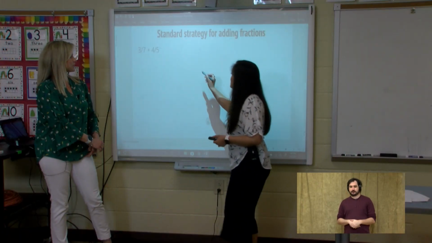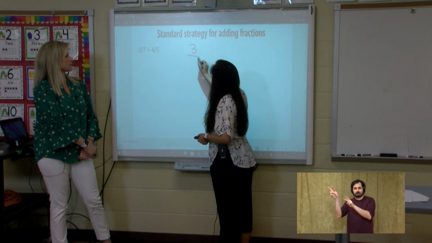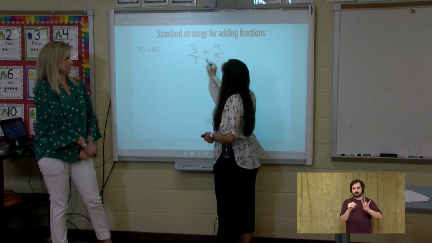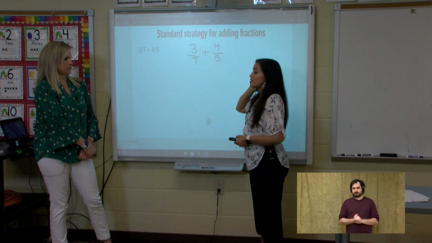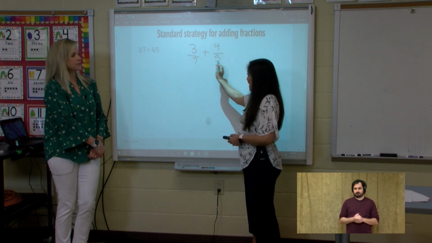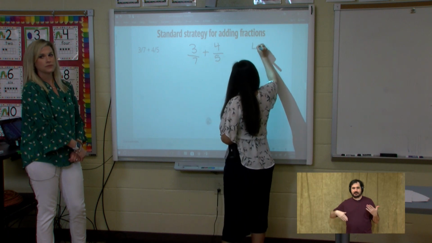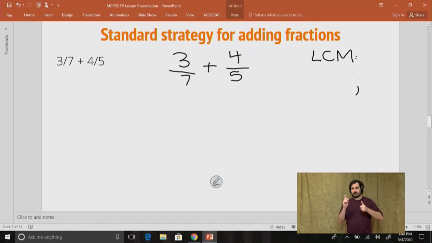All right, so let's look at this problem. And again, I'm going to just quickly put them in the way you're used to them. So we have 3/7 plus 4/5. So obviously we can't do anything yet because we haven't changed our denominator. So we're going to have to first find our least common multiple.